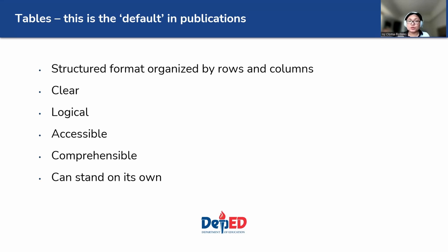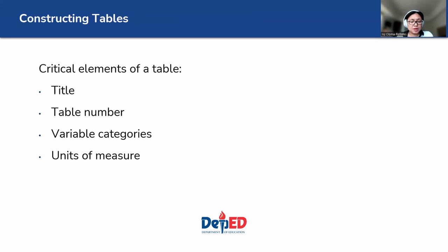On tables, this is the default in written presentation in publications. A table is a structured format organized with rows and columns. It has to be clear, logical, accessible, comprehensible, and should be able to stand on its own. There are critical elements of a table. First, it has a title. It has a table number. It has the variable categories and the units of measure.